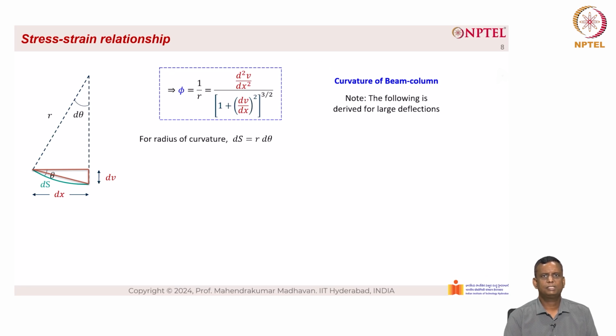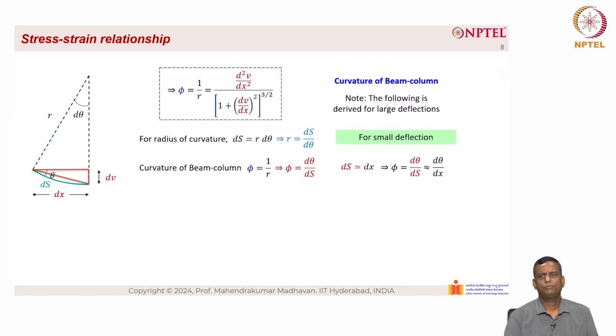For radius of curvature, we know that ds equal to r d theta. So r equal to ds by d theta. So the curvature of the beam column is phi equal to 1 by r. So phi equal to d theta by ds. For small deflection, ds is very close to dx. So we can say that d theta by ds is equal to d theta by dx.